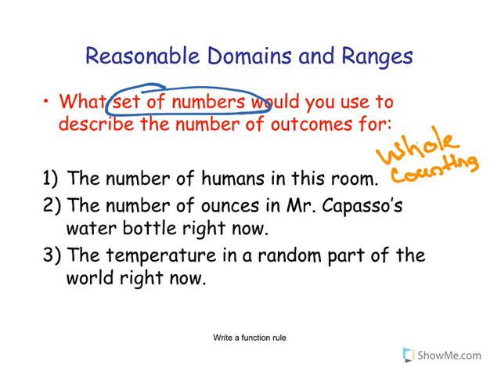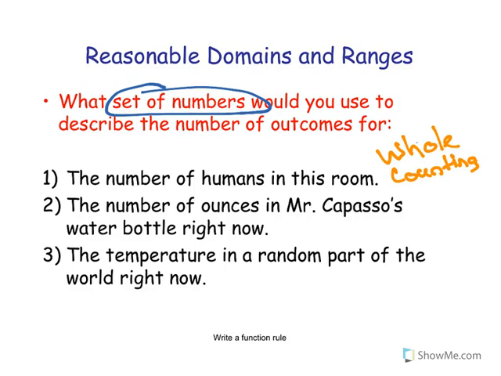Let's talk number 2, the number of ounces in my water bottle. So let's imagine again, we're in my classroom, and I'm holding up a water bottle that is not empty. All right, it may or may not be full, but it is not empty. How many ounces are in that water bottle? Okay, let's look at what we did for number 1, right? A whole number. Well, I don't know about that.